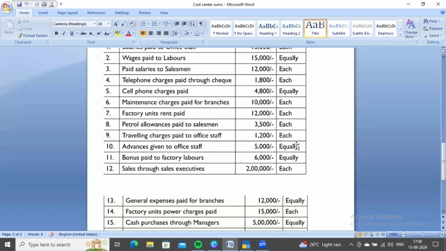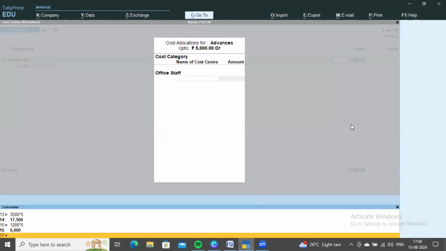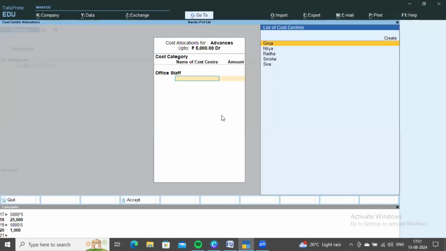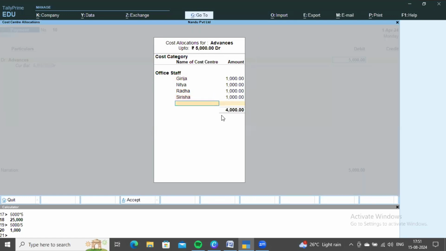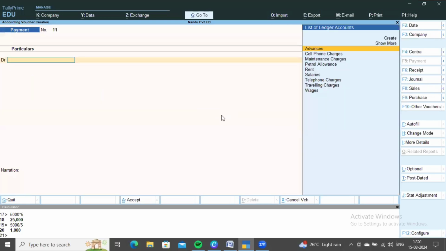Advances paying to office staff. It is also office staff. Select office staff. 5,000 equally means total 5 members are there under office staff category, right? So 5,000 divided by 5, nothing but 1,000 each. Sorry. And assign 1,000 among the members. Like this. And this is also cash payment.